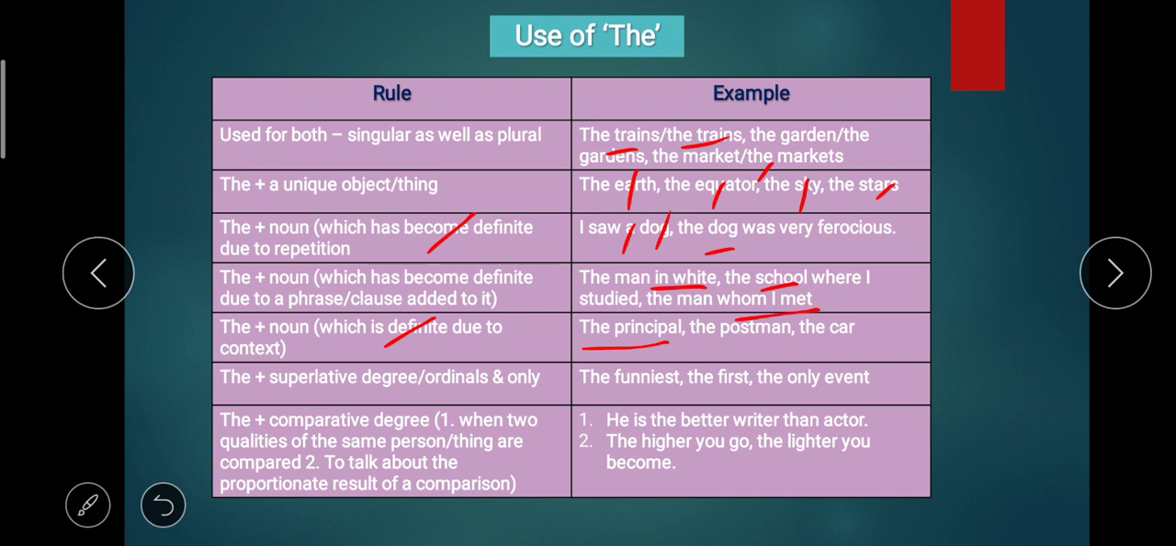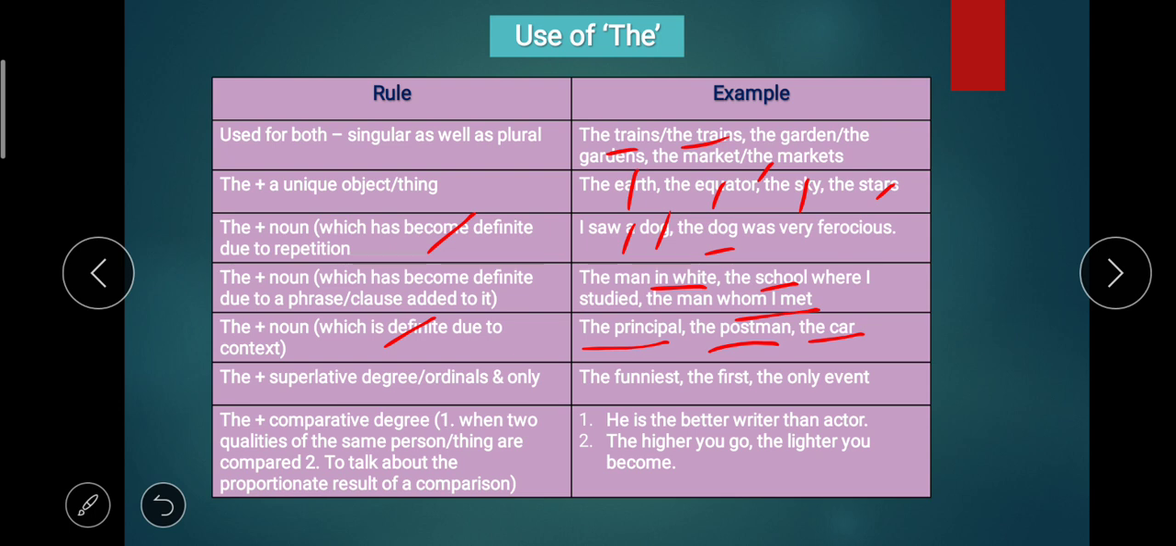That's why "the postman," the person who comes to my locality to distribute the letters and mails. So that postman. The car. Maybe I'm talking about my car. Maybe I'm talking about some other car which is obviously known to the listener also. The speaker and the listener know about the car. Which car is being talked about?